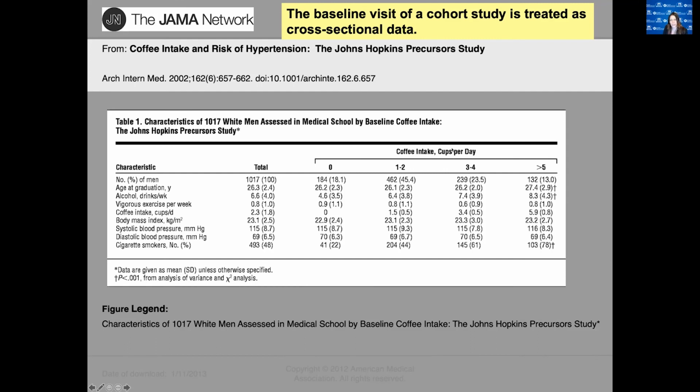And you're seeing here what's going on with increasing coffee intake in terms of cups per day, looking at various outcomes of interest. Here they're looking at BMI, and if you're just eyeballing this, there doesn't seem to be much of a difference in BMI. Systolic blood pressure looks to be about the same across the coffee categories, diastolic blood pressure about the same. And cigarette smoking, how is that associated with coffee intake at this one point in time? It looks like smokers are more likely to be heavy coffee drinkers. So that's just an example of cross-sectional treatment of data.